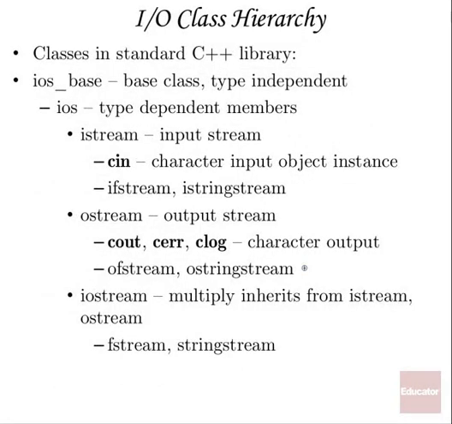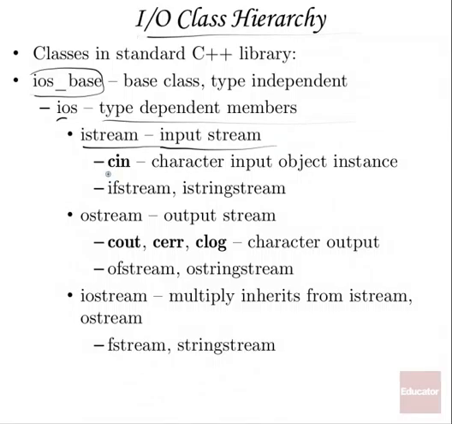So quick look at the class hierarchy. ios_base, of course, is the base class for all of the input-output streams. ios has some type-dependent members. istream inherits from ios, and that gives you an input stream. And by default, there is already an instance called cin, which is declared as an istream, which is your standard input. So if you're running a program that runs on the console, it will have a standard input and a standard output and a standard error. So cin is your standard input. Now, if you have a GUI application, a graphical user interface, you'll probably use something else for your input, but we're not going to cover that in this class.